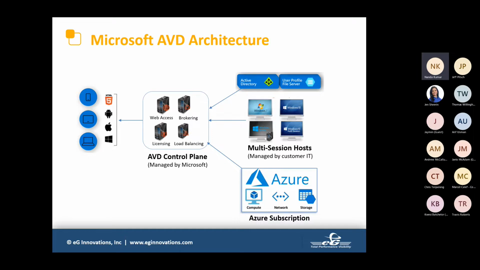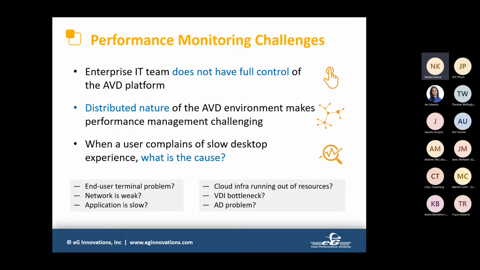We do have a control plane there. You can see things in the control plane: load balancing, licensing, web access, and brokering, and also the Azure subscription and the multi-session host. So these are things in the architecture we know.